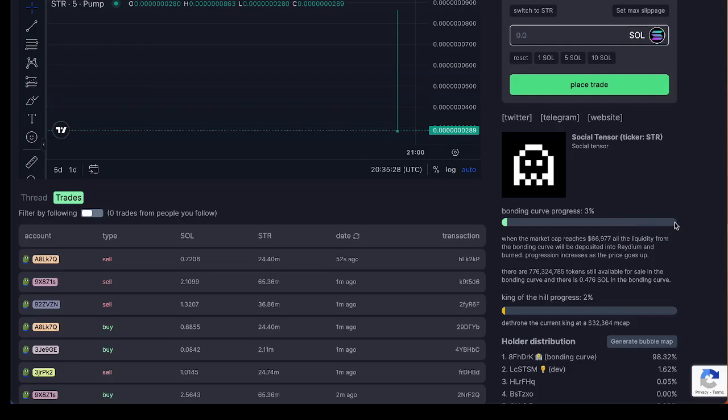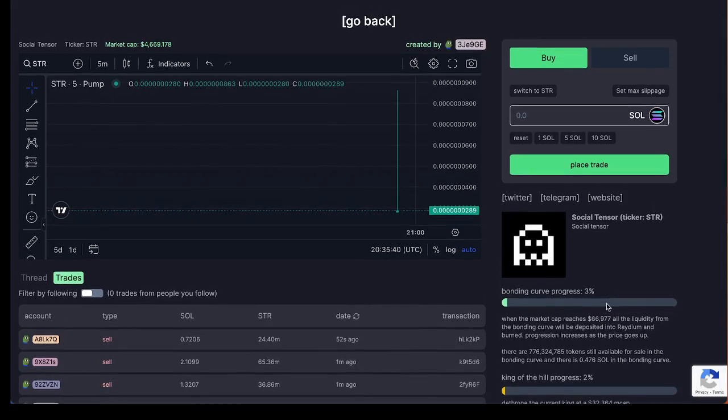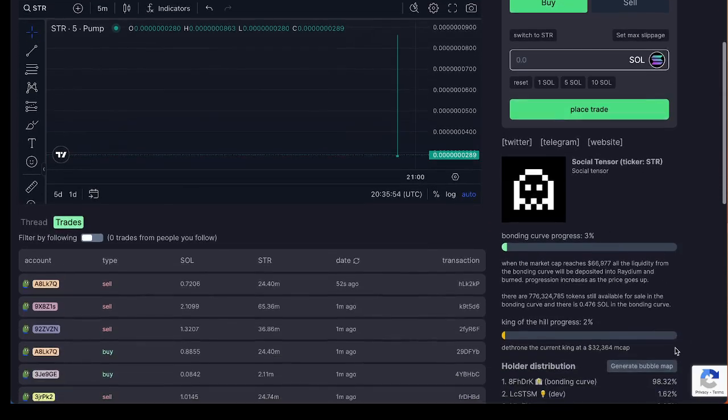When people start buying, you will see this percentage goes up. When it goes up to 100%, the king of the hill progress goes to 100%. What does the king of the hill mean? When this token's market cap, which you can see here is only 4,600, reaches between, I think, 62,000 and 72,000, it reaches the 100%. And you will see here zero. You can see here there are 776 million tokens that are available to buy.